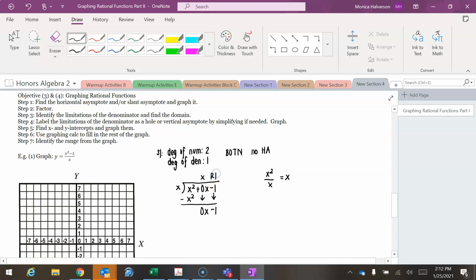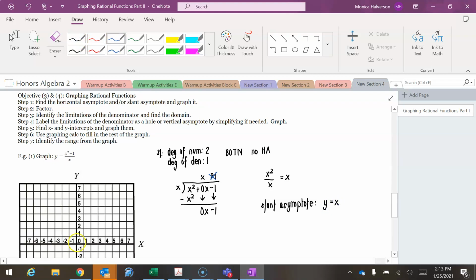So remainder 1. So our slant asymptote, if we remember, has nothing to do with the remainder. Okay, so that essentially gets canceled out. We don't care about it. So our slant asymptote has the equation y equals x. So I'm going to graph that.